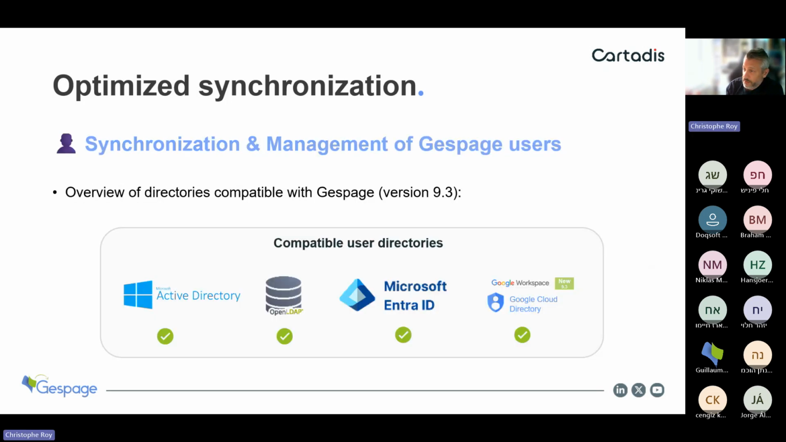So if you look at all the opportunities today to connect Gespage with different types of directories, we do Active Directory, Open LDAP, EntraID, and now Google Cloud Directory with version 9.3.